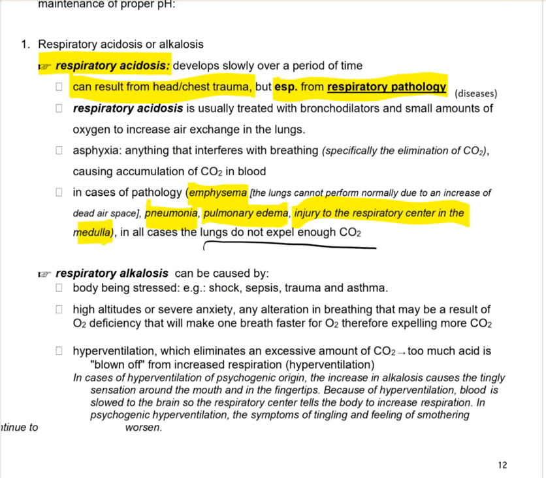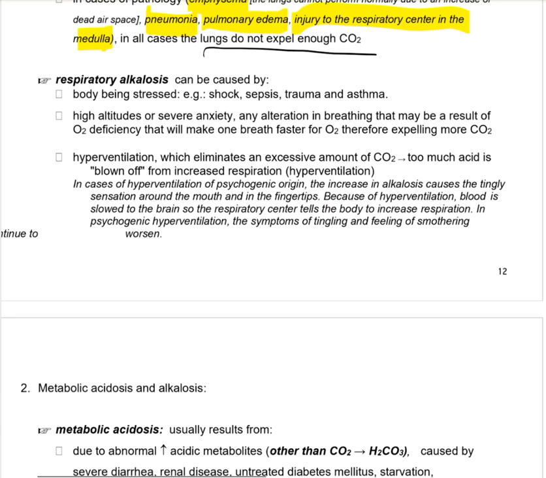Okay? Now, how would we treat it? Well, we could treat it with bronchodilators and small amounts of oxygen to increase air exchange in the lungs. And obviously, anything that interferes with breathing is going to cause this accumulation of CO2. So any asphyxia that occurs can cause this. All right, so that's respiratory acidosis. Our body's holding on to carbon dioxide because we cannot breathe it out fast enough.